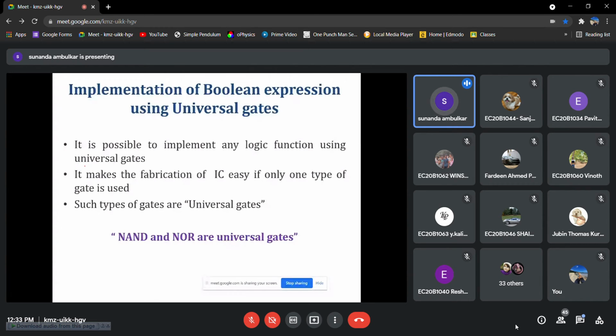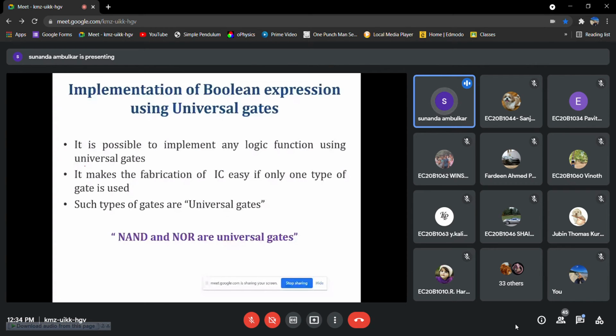So if we observe the basic gates AND, OR, NOT, even if we try hard, we will not be able to implement everything by use of the simple basic logic gates in this way. So we have to find some means by which we can implement any kind of Boolean expression using only one type of gate. The provision we have is the use of universal gates. There are two universal gates, NAND and NOR.